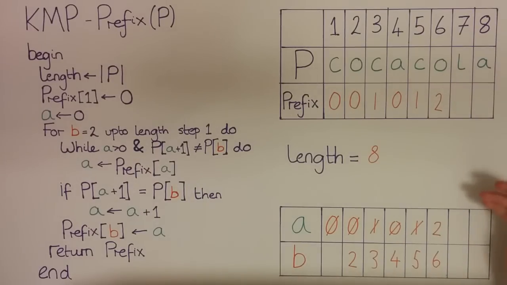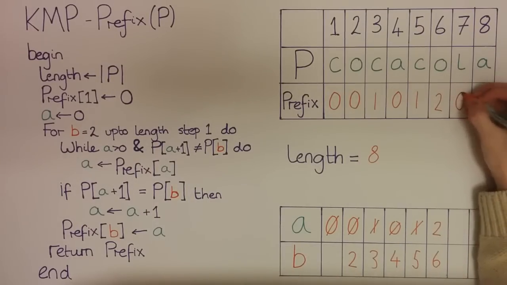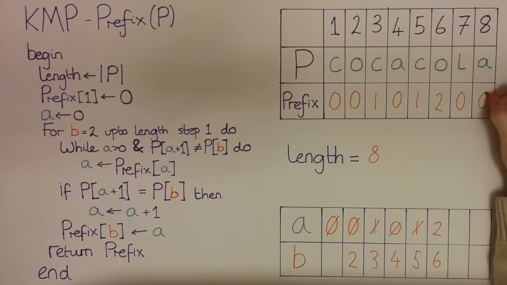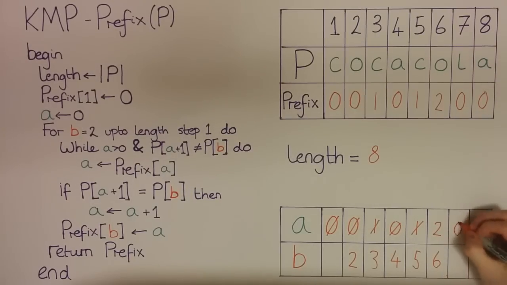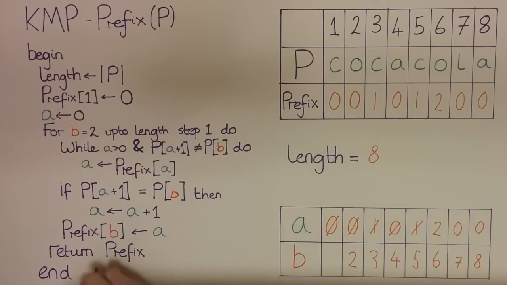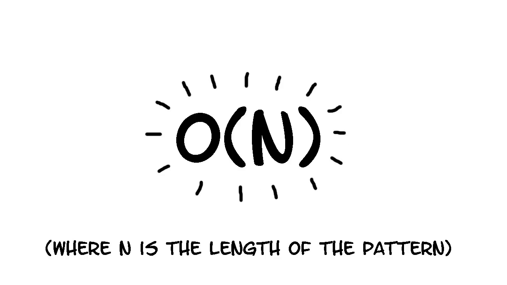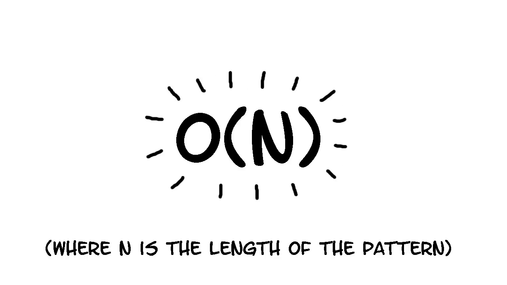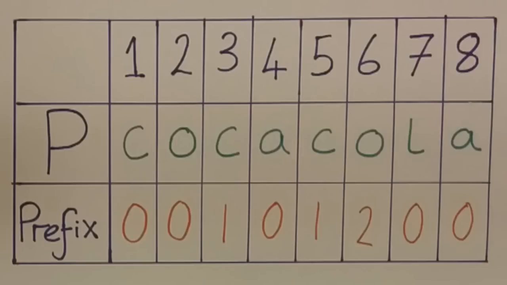This continues until we get to the end of the algorithm, at which point b is equal to 8, we return the prefix, and we end. This part of the algorithm has complexity of O(n). Using this information in the second part of the algorithm will result in fewer shifts and faster string matching.